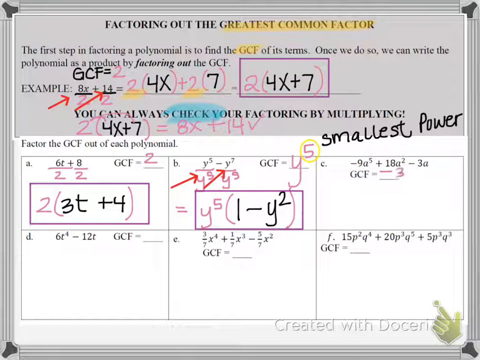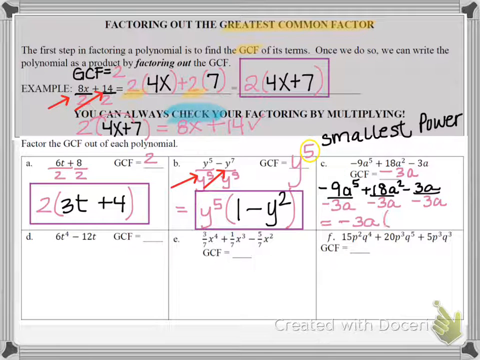So they all have a 3 in common, and then the smallest power of a is just a, or a to the 1st. So my GCF is negative 3a. I'm going to rewrite the original expression because I want you to see how we divide everything by negative 3a. So I'm going to divide each term by negative 3a.